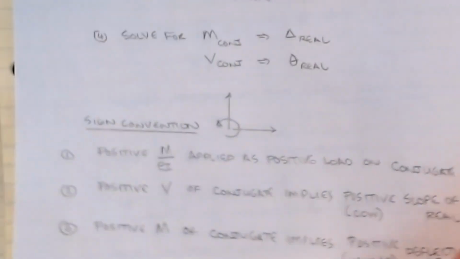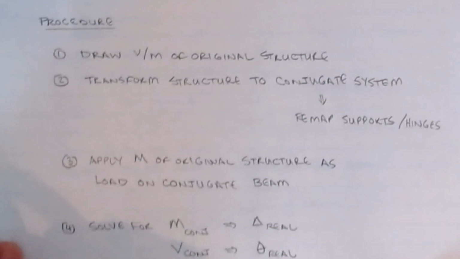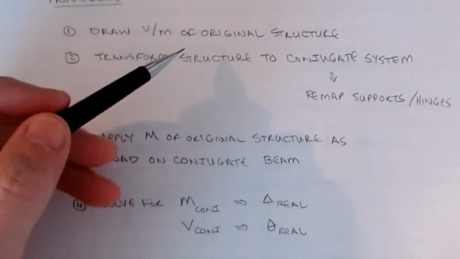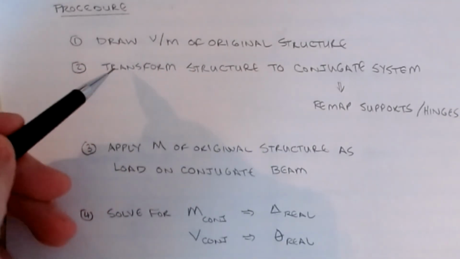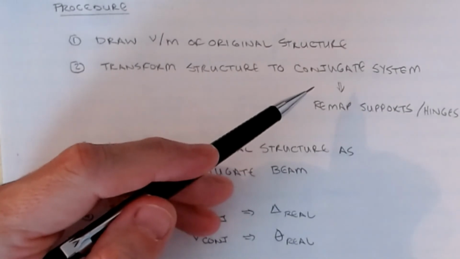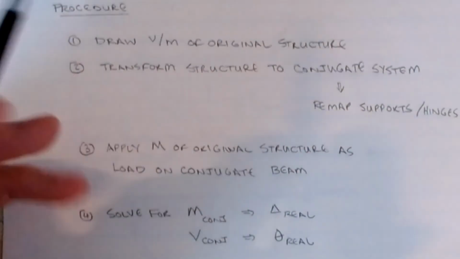All right, so here's the method, and then we'll get into some examples pretty quick. Here's the basic procedure. Just like you did before, you're going to draw the shear and moment of the original structure. We're then going to transform the original structure to a conjugate system using those mappings that I just showed you. Basically you're just remapping the supports and the hinges.